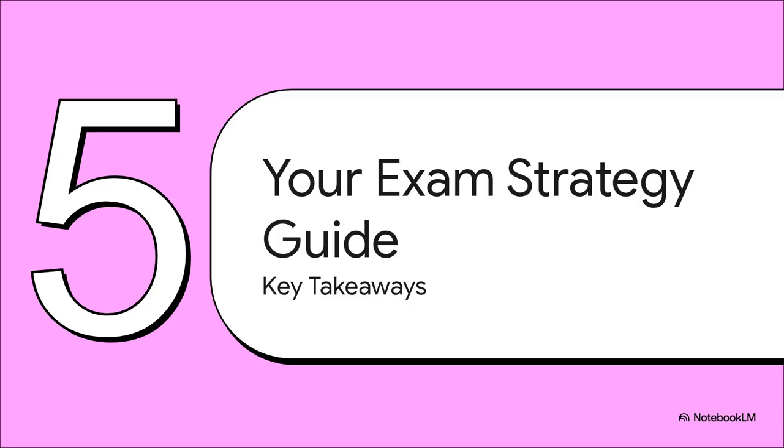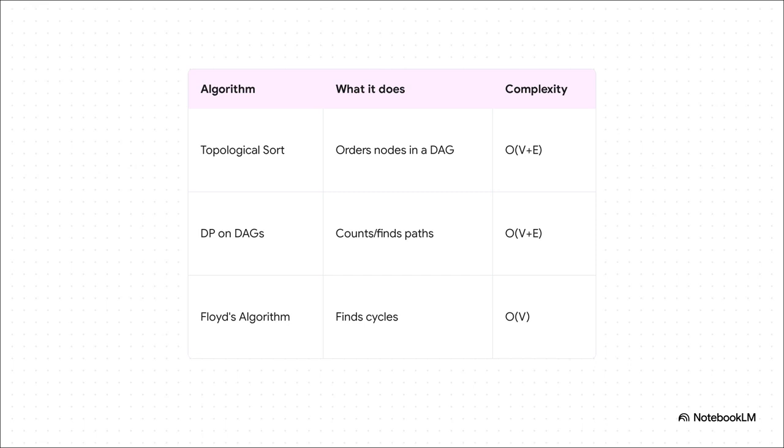Easy. All right, let's pull all of this together and bring it home. This is our final section, your exam strategy guide. This is about how to structure your thinking when that exam paper is sitting right in front of you. So this is your core toolkit. Take a look at the time complexities. For DAG problems like topological sort or DP, you're usually looking at O(V+E) because, well, you have to look at the whole graph. But for Floyd's, since we're just following one path, the complexity is linear in the number of nodes on that path, O(V), but with that unbelievable O(1) space advantage.